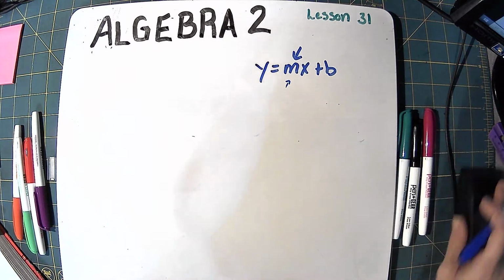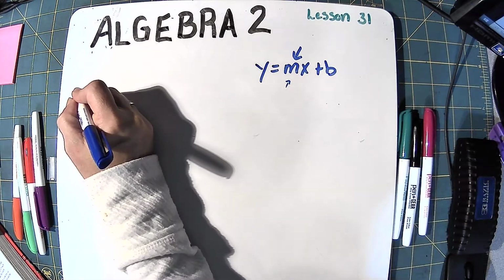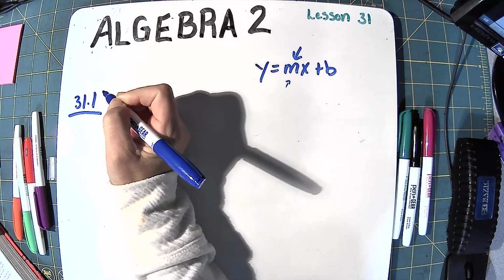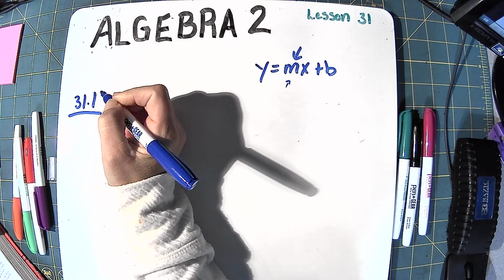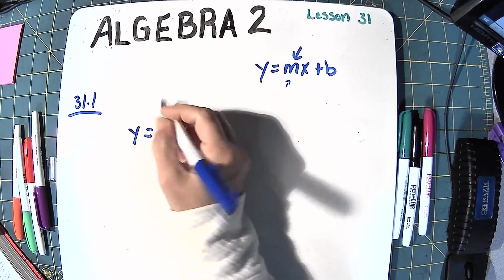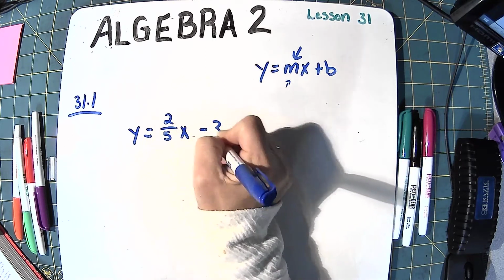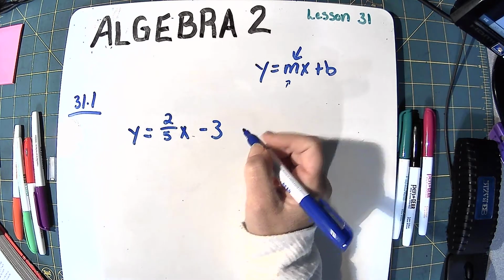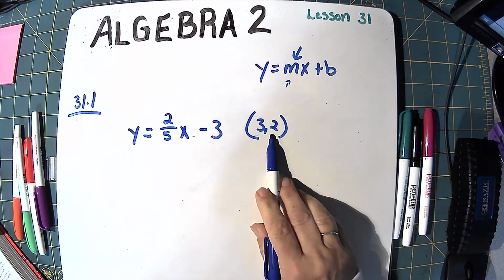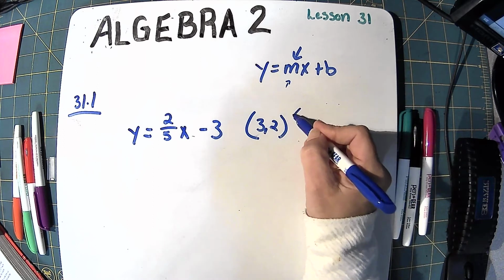All right, so the problems are going to look like 31.1, and I'm on page 142. This one says, write an equation of the line that is perpendicular to y equals 2 over 5x minus 3, and it passes through the point 3, 2. So it gives us a point, and then it gives us the line that's perpendicular to the one we have to find. This point is going to be on the other line.